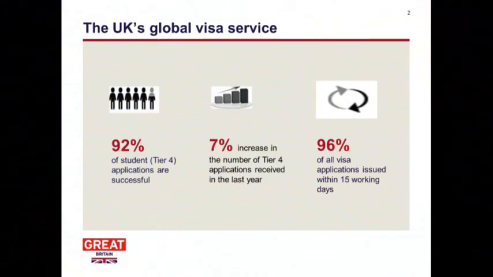So, before we start, let's have a look at some global visa statistics for student visas. 92% of student or Tier 4 applications are successful. We've had a 7% increase in the number of Tier 4 applications received in the last year, and 96% of all visa applications issued within 15 working days. So as you can see, these are some pretty impressive statistics and show that a lot of the visas are issued for people to go and study in the UK.